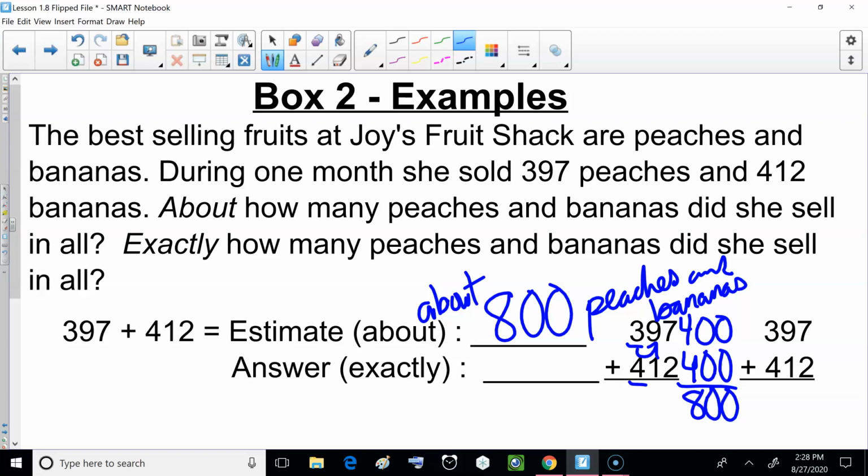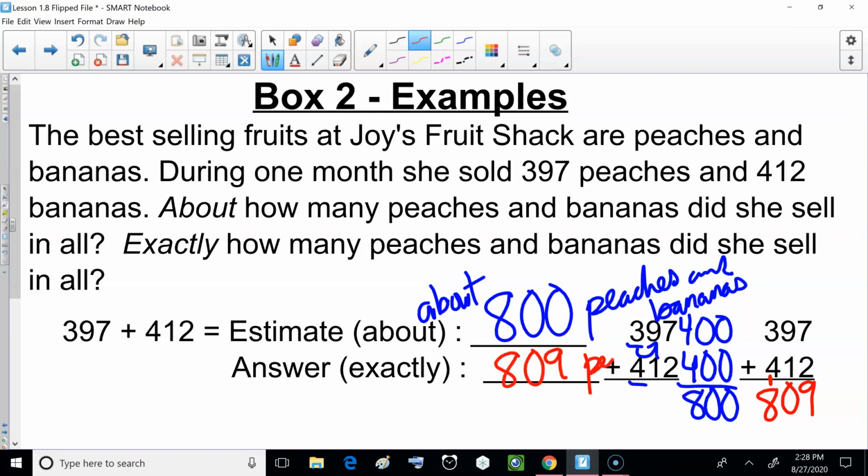Exactly how many peaches and bananas did she sell? Well, let's add them up. 7 plus 2 is 9. 9 plus 1 is 10, so 0 goes here. I'm going to put the new group below to spice it up. 300s plus 400s is 700, plus the 100s, 809. So is 800 a reasonable estimate of 809? You betcha. How many did she sell exactly?